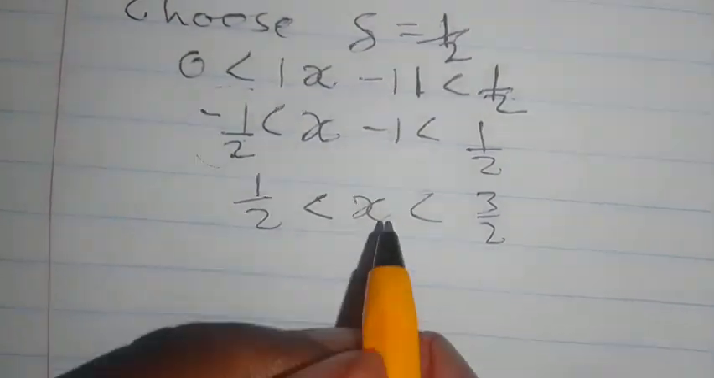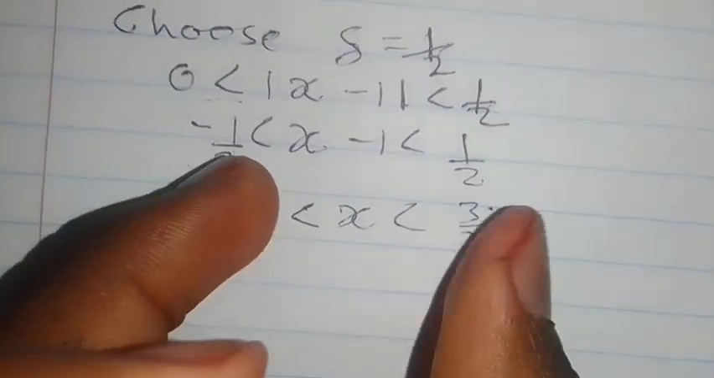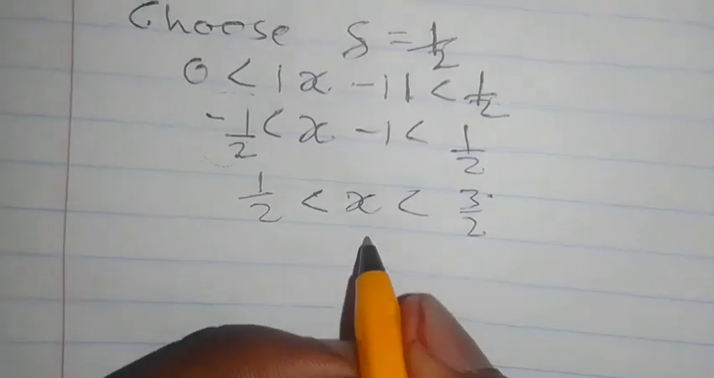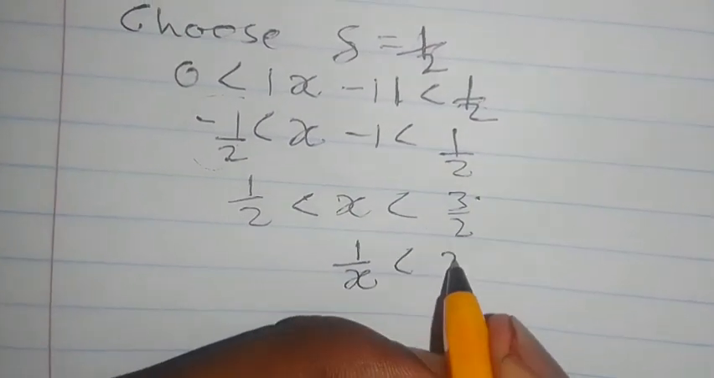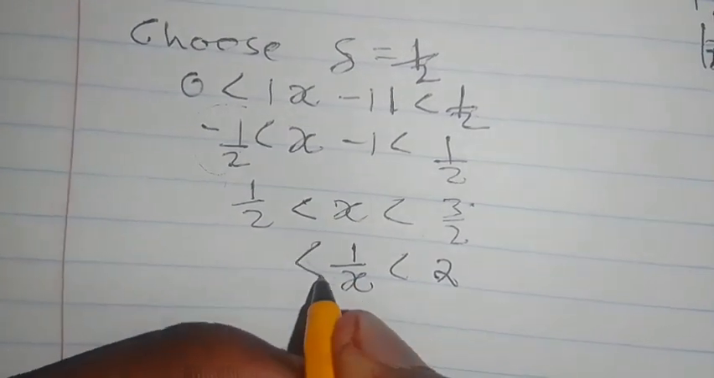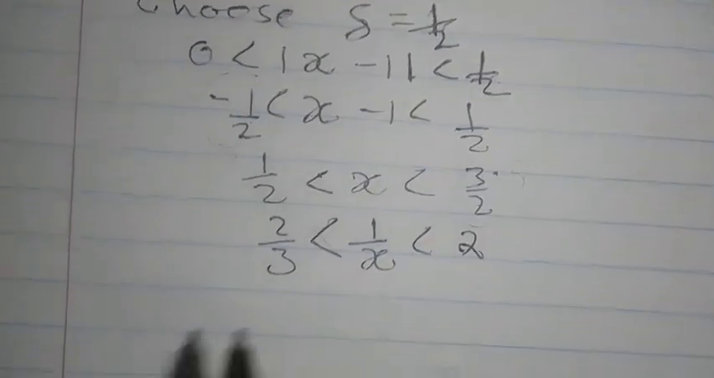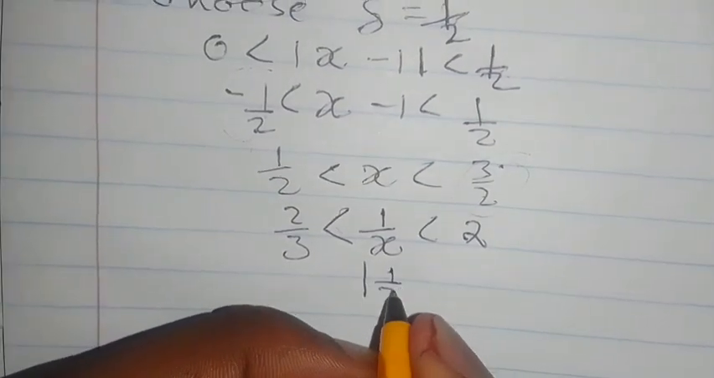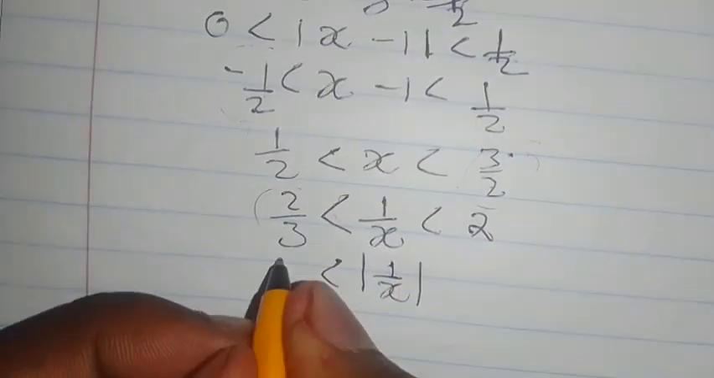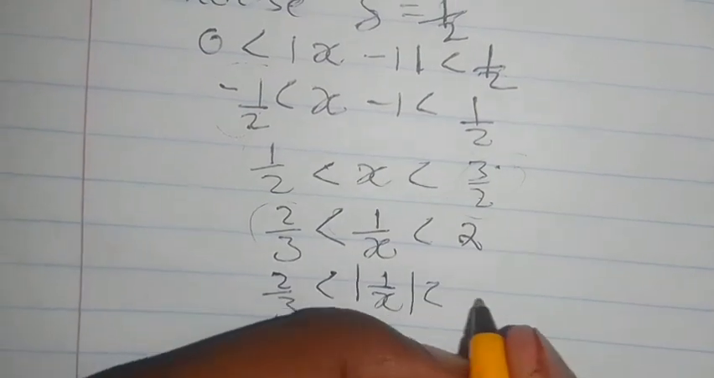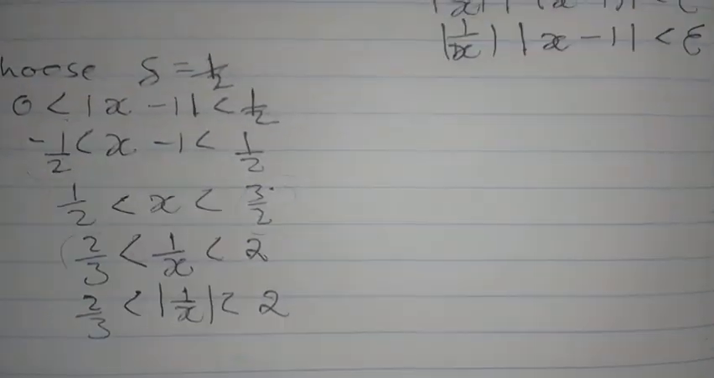Then you reciprocate. And when you reciprocate, you're basically going to switch this 2 and then you reciprocate. So you're going to have 1 over x between the reciprocal of half, which is 2, and the reciprocal of 3 over 2, which is 2/3. Then you have something like this. And then the absolute value of 1 over x will lie between 2/3 and 2. Then you have something like this. And then you can plug in 2 here.